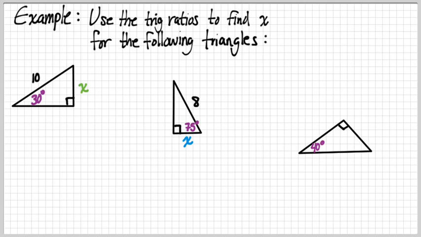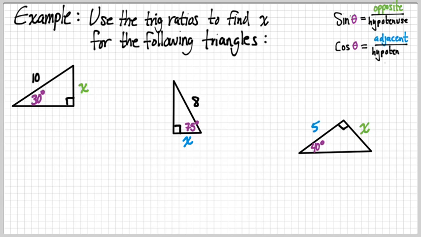Okay, so here are some triangles with angles drawn in and some lengths given. And we're going to use the trig ratios to find x. Now this is a little more interesting. The first thing we have to do, well, first we need to remember our ratios. So I'm just going to write those in for reference. And we need to look at the triangle, and the first step is to decide which ratio to use.